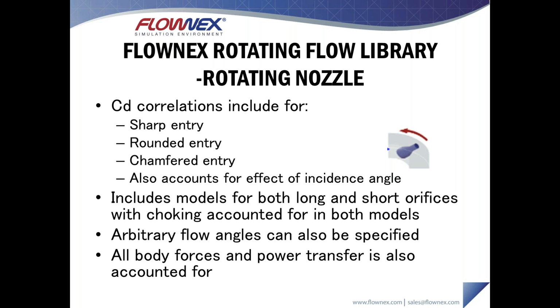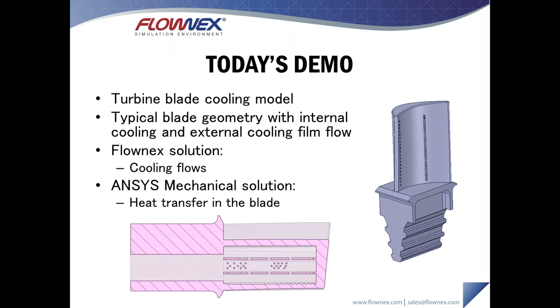Another component that we use very often is the rotating nozzle. This is typically used to model the exits of the cooling flow channels where the film leaves the interior of the blade and is then passed over the exterior of the blade for the purposes of film cooling. We have many different correlations for our discharge coefficient. We have sharp entry, rounded entry, chamfered entry correlations. Also taking into account the effect of the incidence angle on the discharge coefficient, as well as looking at whether or not the nozzle is best modeled with a long or short orifice theory, basically.